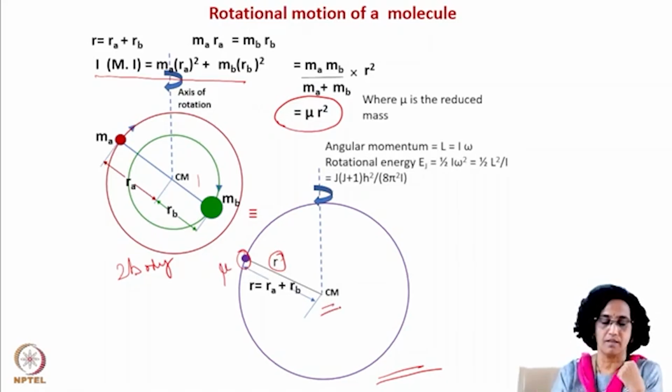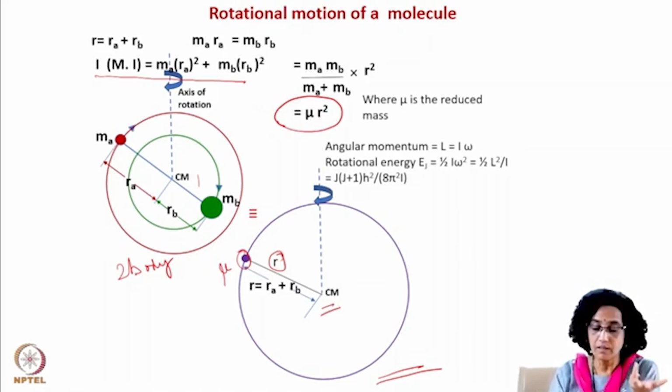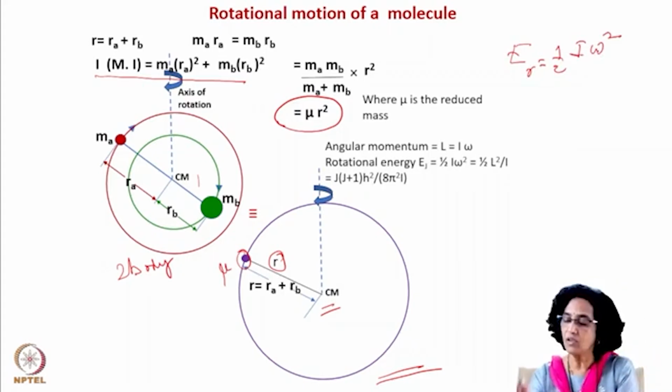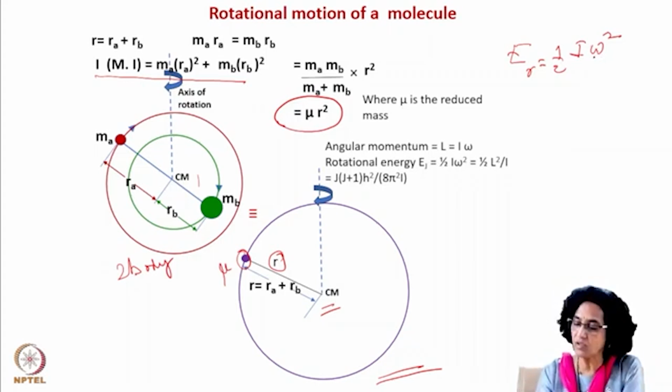Therefore, for the rotational energy levels, we can say E_R is equal to half I omega square, where I is the moment of inertia and omega is the angular velocity. Now, angular velocity has a relationship with the angular momentum. We know L is equal to I into omega, where I is the moment of inertia, omega is the angular velocity, and L is the angular momentum.